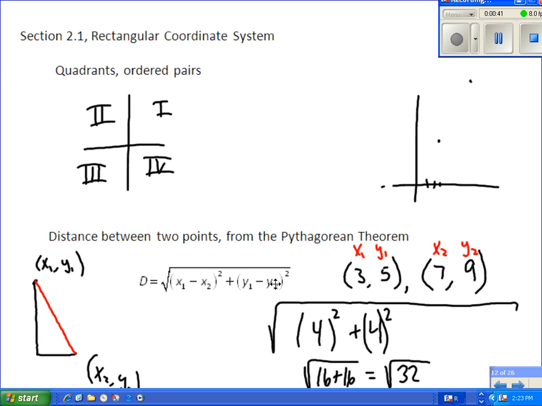The distance between the two y coordinates, between 5 and 9, is also 4. And then 4 squared plus 4 squared, 16 plus 16, is 32. So we're really just doing the Pythagorean theorem. This leg is 4, this leg is 4, a squared plus b squared equals c squared. So you can either memorize the formula, or you can just think of it as being a right triangle and using the Pythagorean theorem.